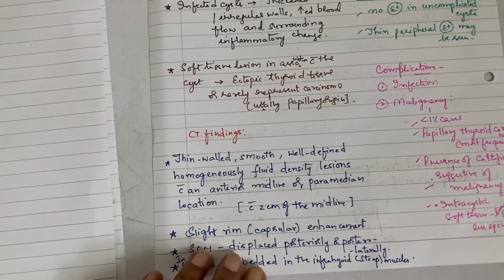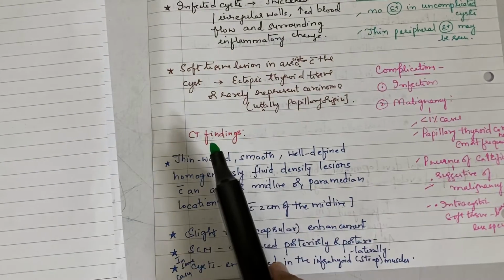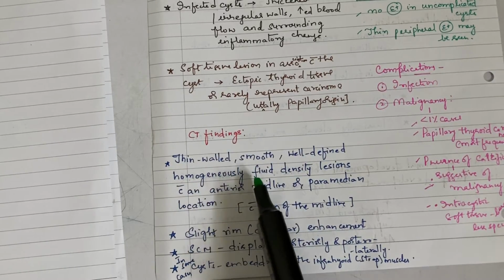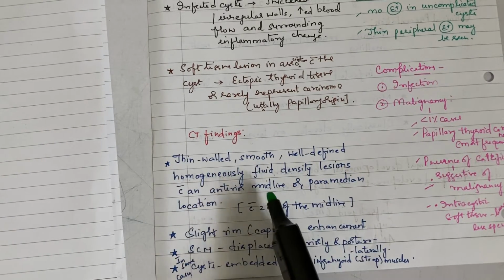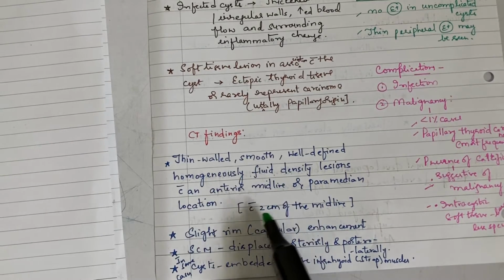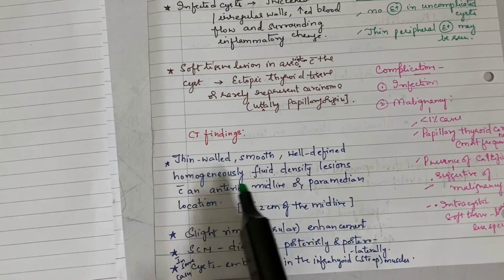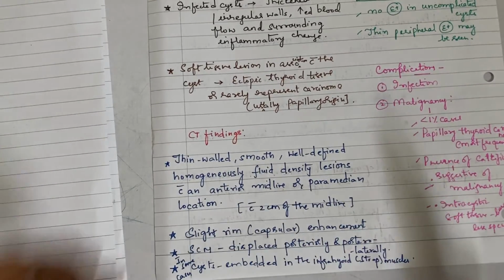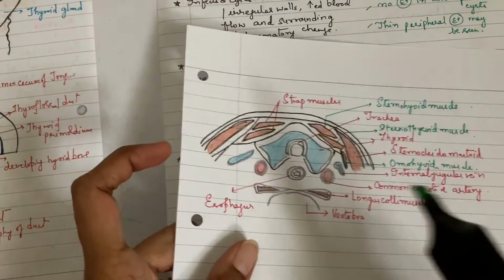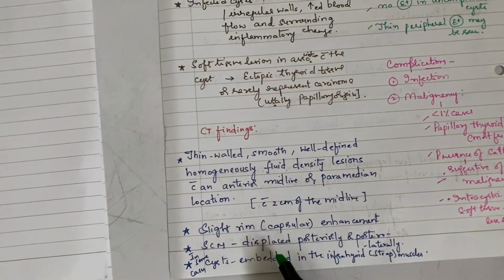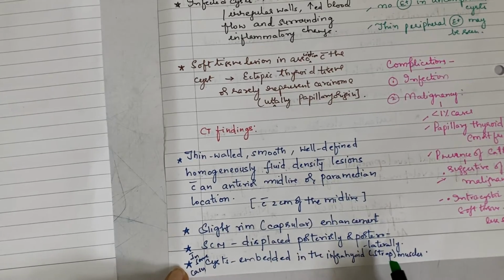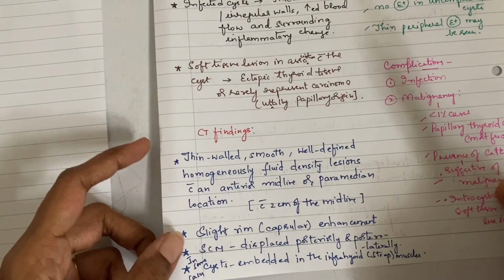Then coming to CT findings. On CT, how does it appear? Thin-walled, smooth, well-defined, homogeneously fluid density lesions with an anterior midline or paramedian location, within 2 centimeters of the midline. They have slight capsular enhancement. The sternocleidomastoid muscle is displaced posteriorly or posterolaterally. In some cases, the cysts get embedded in the infrahyoid strap muscles. These are the CT findings.